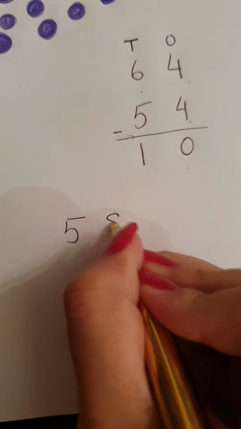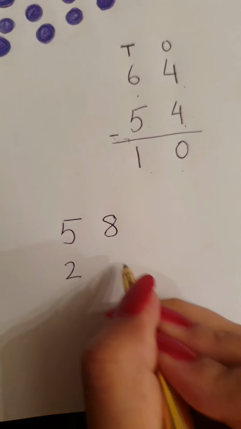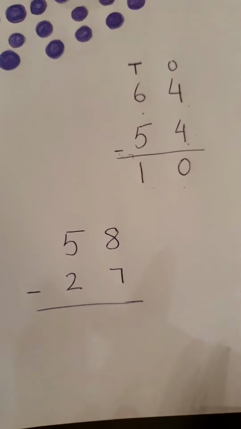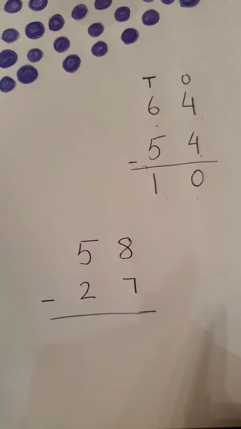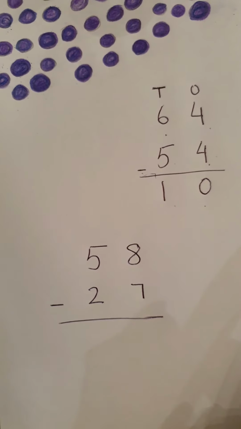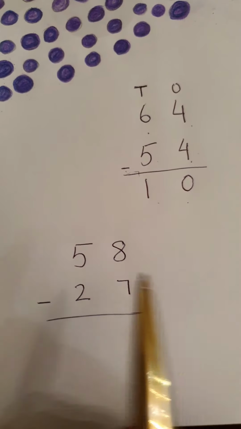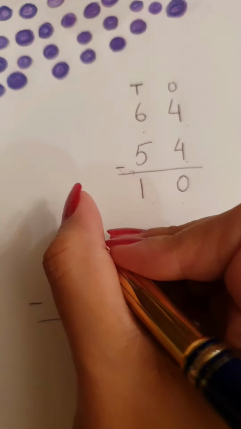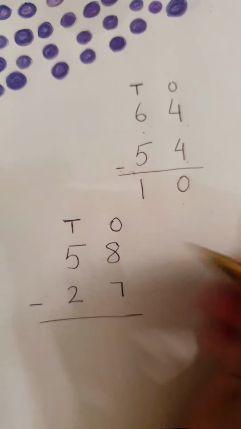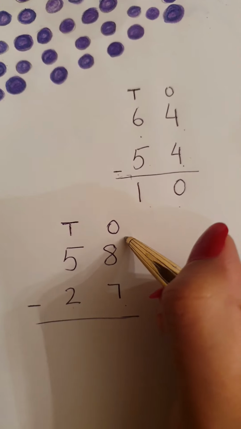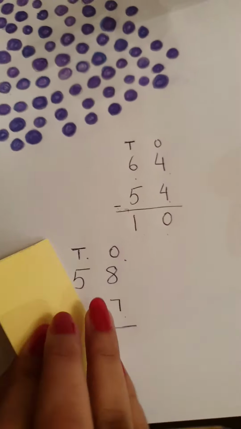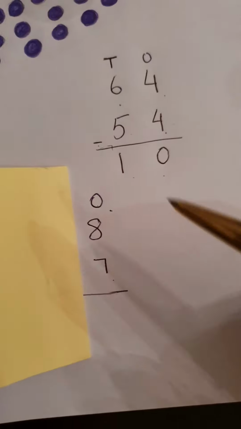We have 58, 5, 8, and we have 27. And we need to find the difference. Now remember guys, we can only find the difference when we subtract. So the answer we get after subtraction is our difference, okay? So I have 58 minus 27. What will I do? I will first make my tens and ones column, right? My ones column is at the right side and tens column is at the left side. Now I will hide my tens column and only focus on my ones column.